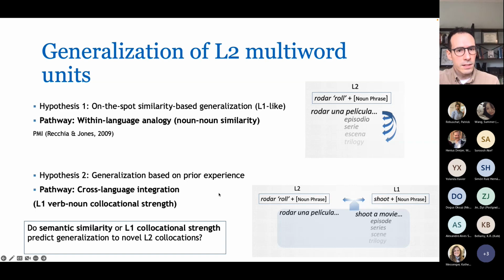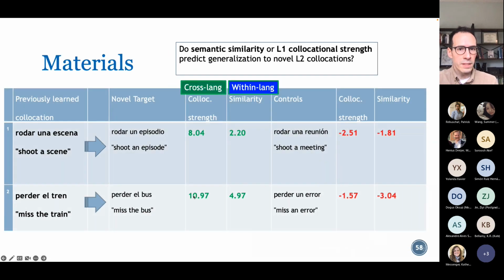So to test this idea, I computed two measures that would allow us to test each of these two potential pathways. So one would be, if there's within language similarization, we could take a known multi-word unit, such as shoot a scene, and a new one, which has a related noun like episode, and we can quantify the similarity between episode and scene. And I can go into details into how that was done if there's interest in that. But for now, I'll just highlight that this is a quantifiable similarity that we can exploit.